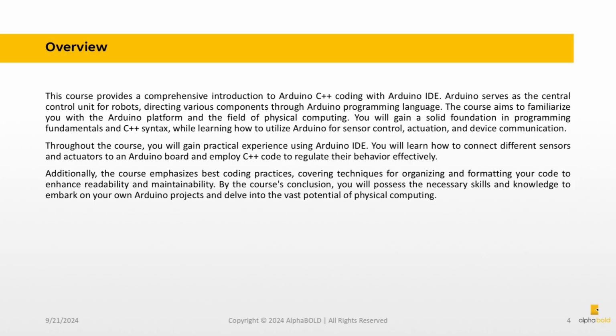This course provides a comprehensive introduction to Arduino C++ coding with Arduino IDE. Arduino serves as the central control unit for robots, directing various components through the Arduino programming language. The course aims to familiarize you with the Arduino platform and the field of physical computing. You will gain a solid foundation in programming fundamentals and C++ syntax, while learning how to utilize Arduino for sensor control, actuation, and device communication.